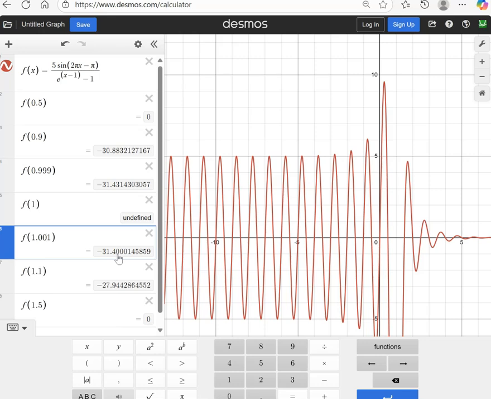Basically, it appears that we're not getting a nice integer value, and we shouldn't expect to always get nice integer values, especially not when we're working with trig functions and weird exponential functions. So I would say -31.4 is a good answer.